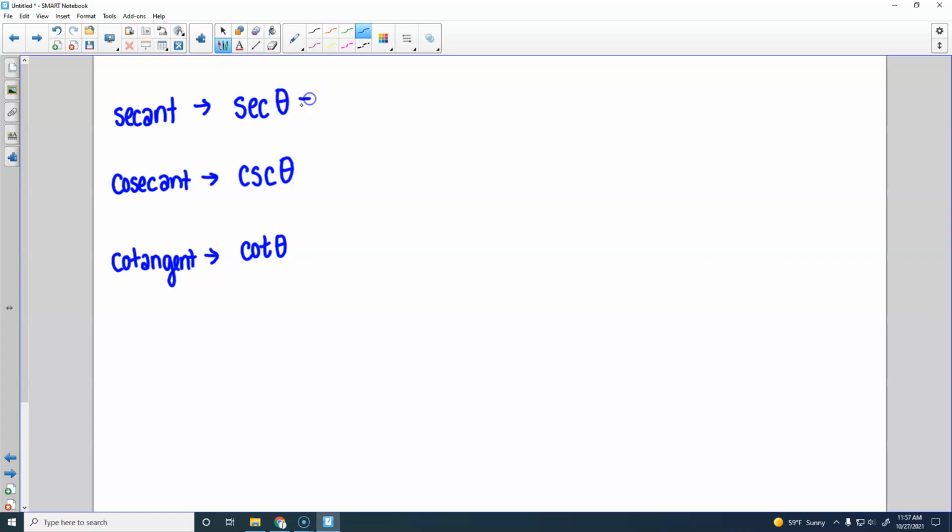Secant, cosecant, and cotangent are what we call reciprocal identities. No, identities is something different. These are just reciprocal functions, I guess is what we would call them. So cotangent is the easiest one. It is the reciprocal of tangent. Reciprocal just means the flip, right? So where tangent is opposite over adjacent, cotangent is adjacent over opposite.